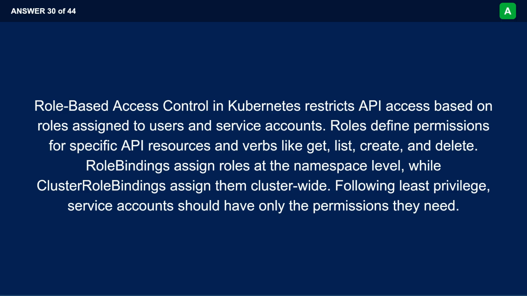Role-based access control in Kubernetes restricts API access based on roles assigned to users and service accounts. Roles define permissions for specific API resources and verbs like get, list, create, and delete. Role bindings assign roles at the namespace level, while cluster role bindings assign them cluster-wide. Following least privilege, service accounts should have only the permissions they need.